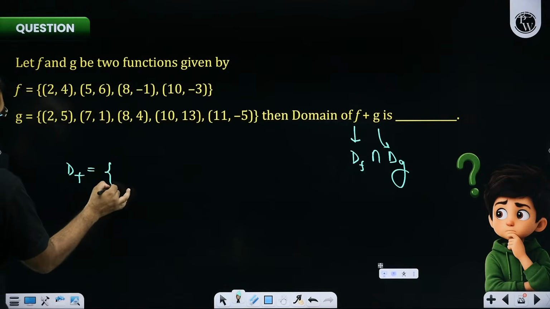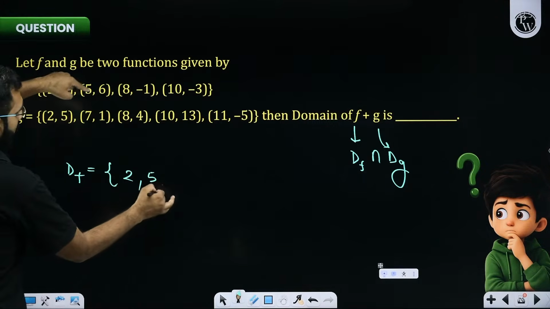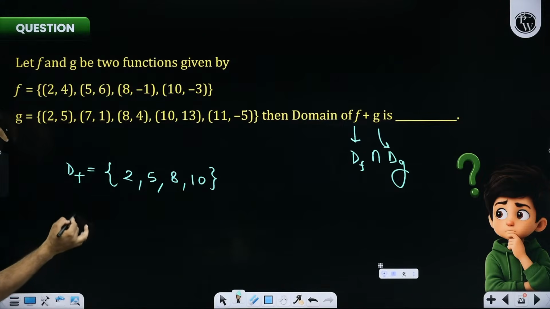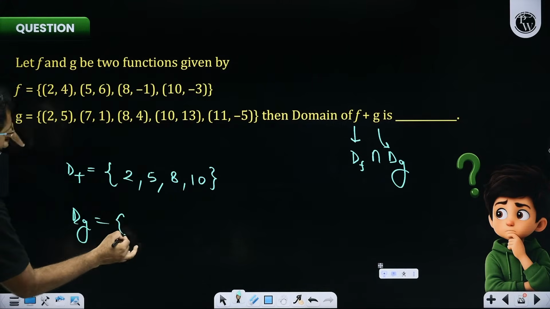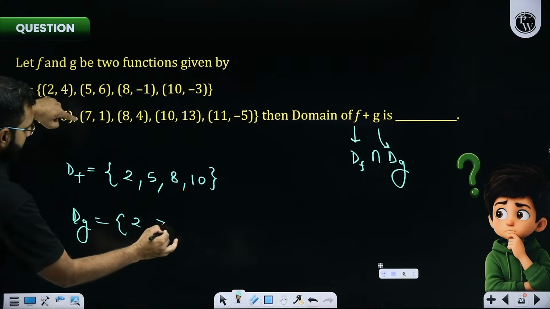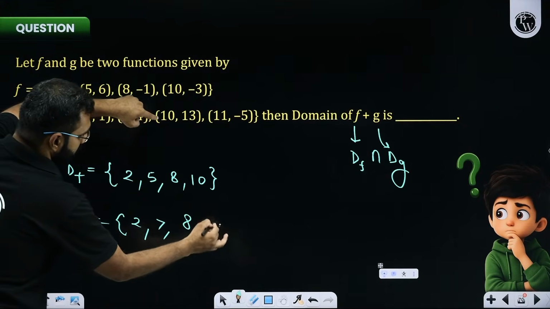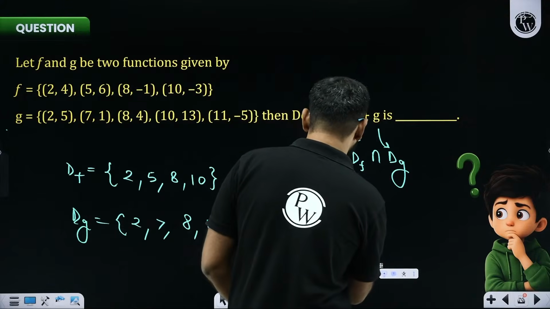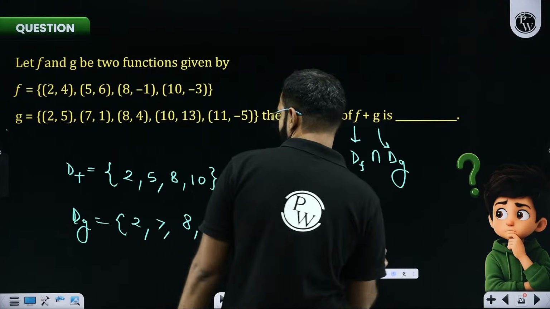So domain of f, if I ask you to find out, is 2, 5, 8, and 10. Yes or no? Domain of g, can you help me with the domain of g, students? So domain of g is 2, 7, 8, 10, and 11. Now, can somebody quickly help me with the intersection of domain of f and g? So domain of f and g, what is common?